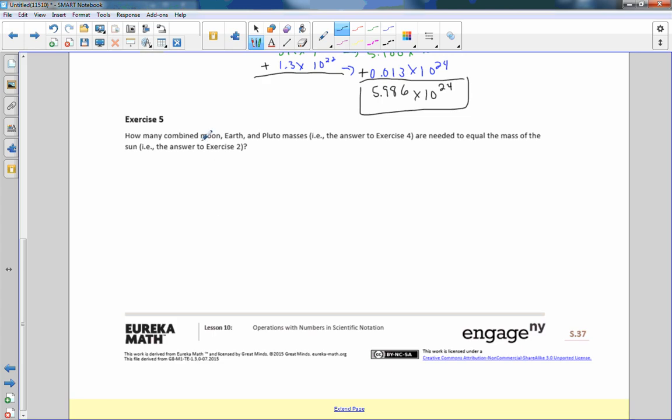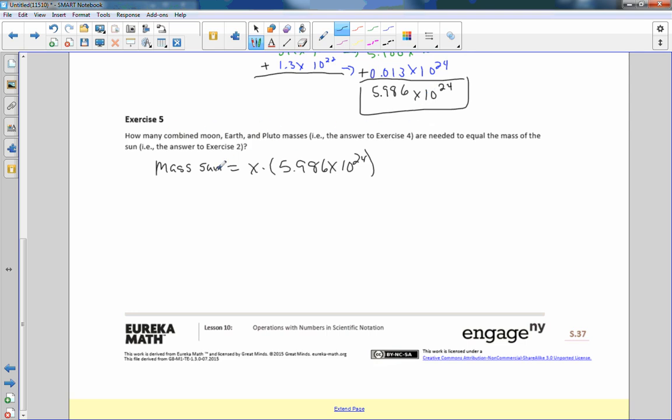Okay, exercise 5. How many combined Moons, Earths, and Pluto's mass, the answer to 4, which is right here, are needed to equal the mass of the Sun? Okay, so it's saying the mass of the Sun equals some number times the mass of these 3 things, which is 5.986 times 10 to the 24th power.